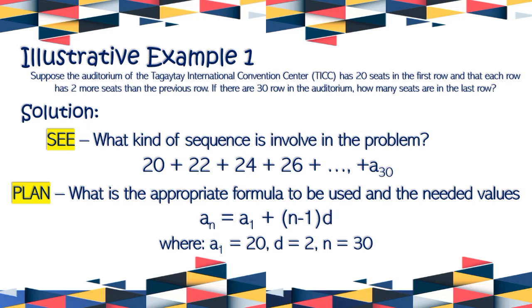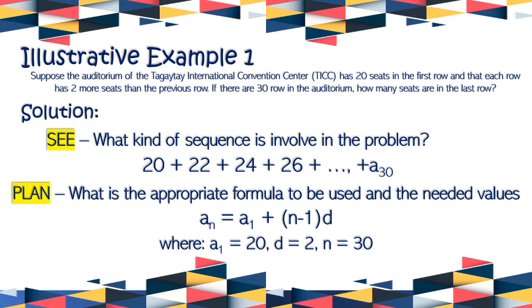So, what kind of sequence is involved in the problem? Sabi doon, meron 20 seats, no? Sa first row. Tapos, nadadagdagan siya ng 2 seats mula dun sa previous row. So, meron tayong 20 plus 22 plus 24 plus 26, hanggang sa makuha natin yung ika-30th row. Ayan. So, identify siya sa case of 30.